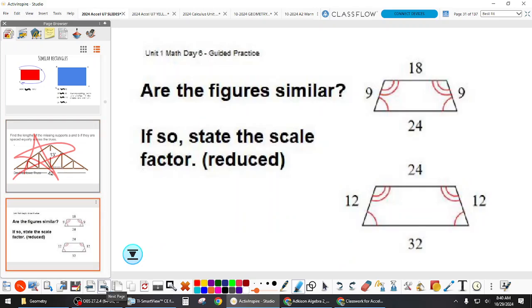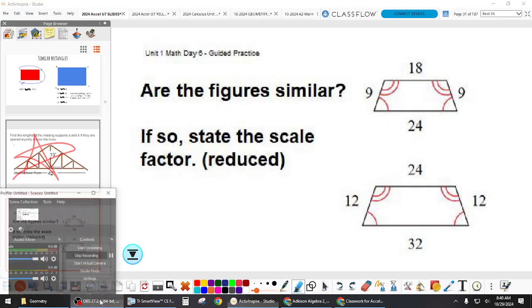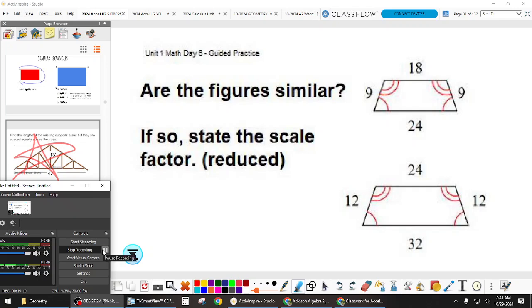All right, are the figures similar? If so, state the scale factor. Reduced just means simplify your fraction. So are they similar? What do you check first? Angles, so everything looks good there. So now go check the side lengths. Thumb up or down if they're similar or not. There is no in between.